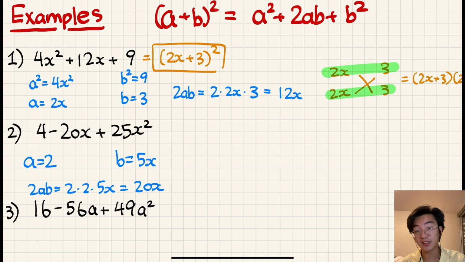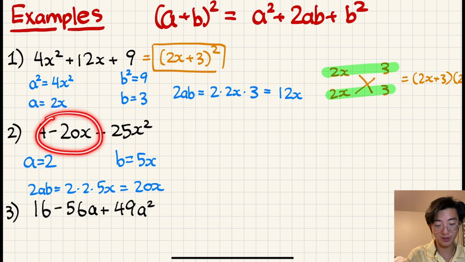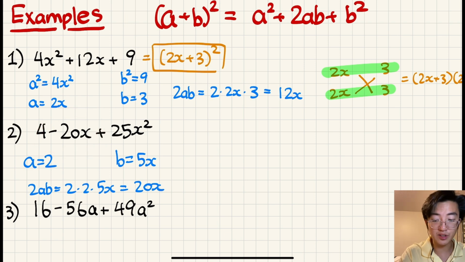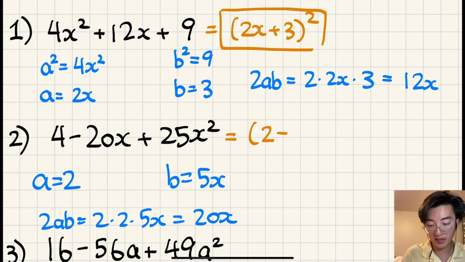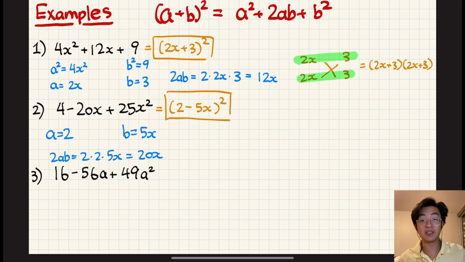Alright, so this right here is called a perfect square trinomial. We notice that we actually get a positive 20x, not a negative 20x, like we're supposed to here. So all we have to do is change to a negative sign. So instead of 2 plus 5x, we get 2 minus 5x squared. Right, so all we're working with is just square rooting.